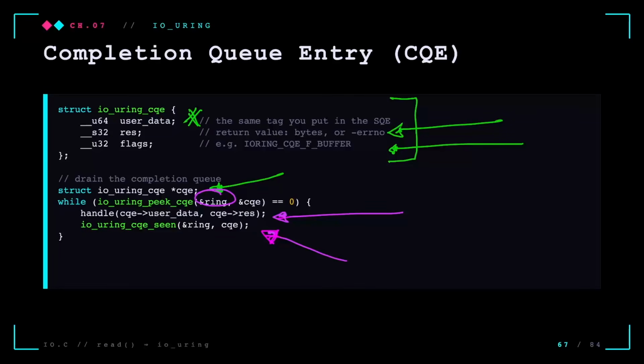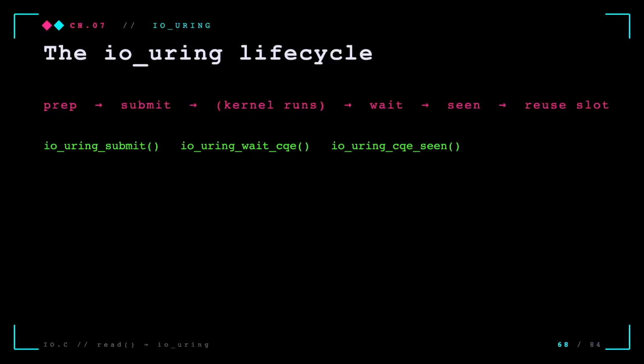Otherwise, it might overflow. And the lifecycle, again: we prepare, we submit, the kernel runs, and it will send all the data in the completion queue. And so we have to wait for the kernel to submit items in the completion queue. If no item is done, then we have to wait. And then we process the data, we mark it as seen. And when we mark it as seen, we are able to reuse the slot in the future.